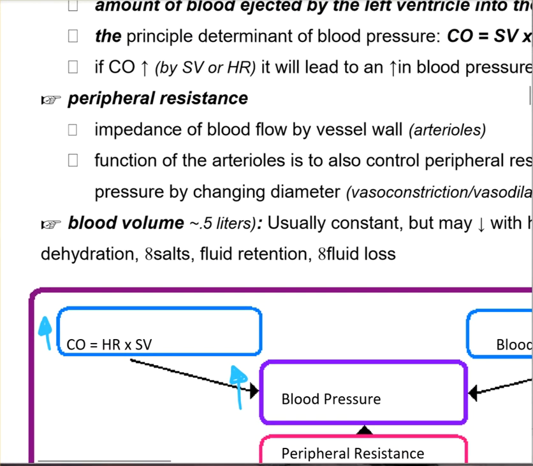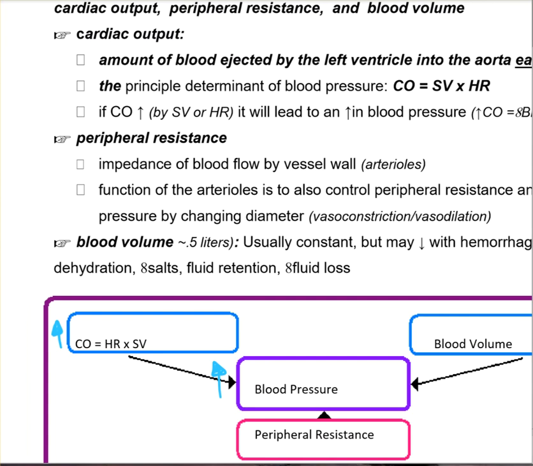Right? So think about that. If our heart rate goes up, our blood pressure goes up because more blood is being pumped per minute. If our stroke volume goes up, it's because more blood is being pumped out at each contraction. And so more blood is in our vessels, and it increases pressure. And then with the combination of those two, if cardiac output is higher because of one or both of these, then blood pressure will be higher.